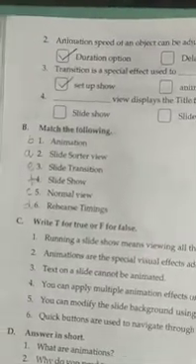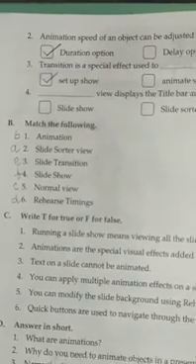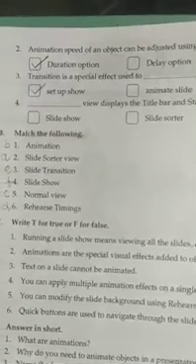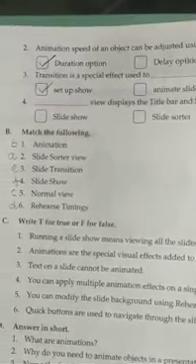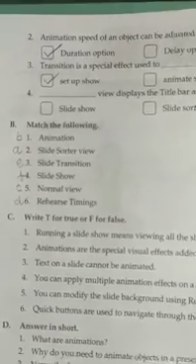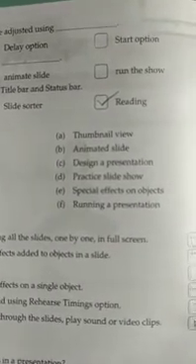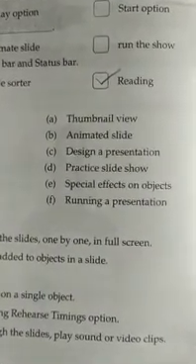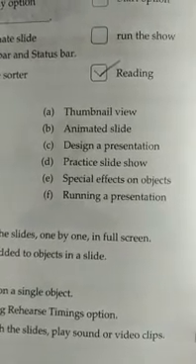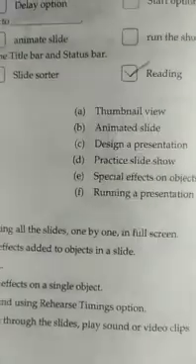Okay, now B, match the following. So you are given two columns, column A and column B, and you have to match A to B. See here, the first column has animation, slide sorter view, slide transitions, slide show, normal view and rehearse timing. And you have to match with column B: thumbnail view, animating slides, design a presentation, practice slideshow, a special effect on the objects, running a presentation. So here they are already matched.